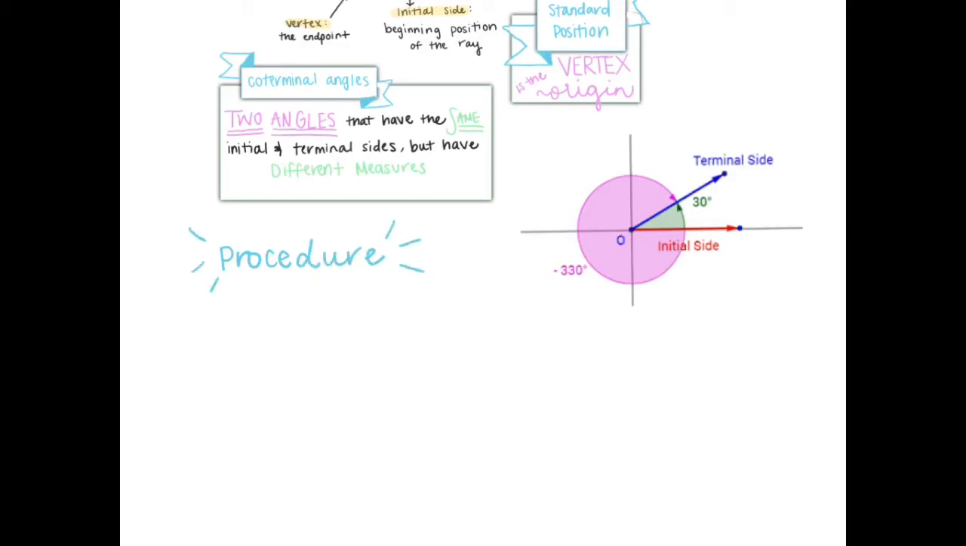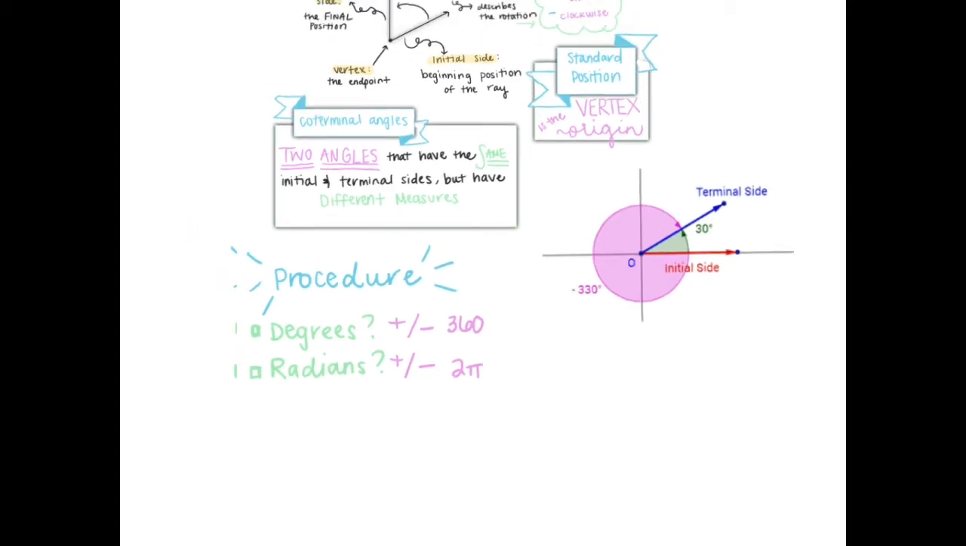So now let's talk procedure. With our procedure, we're going to have two versions because we can either be in degrees or in radians. When you have degrees, you're going to add and subtract 360. With radians, you're going to add and subtract 2 pi, because remember, 360 degrees around a circle is 2 pi when we're talking about radians. This procedure is going to be very important. You've got to remember it.